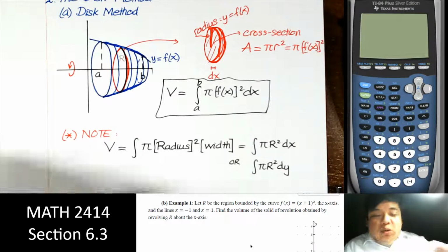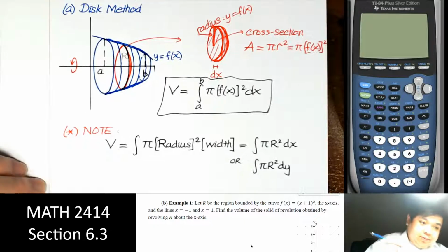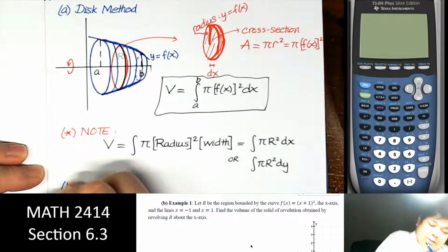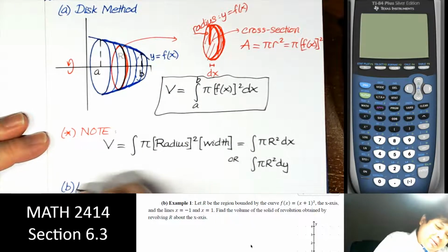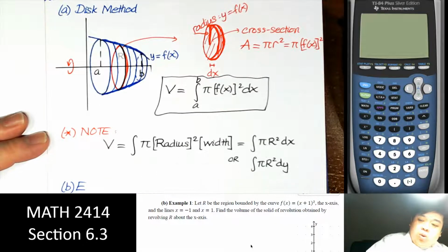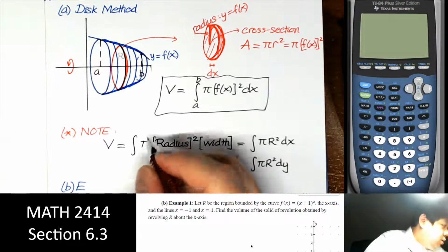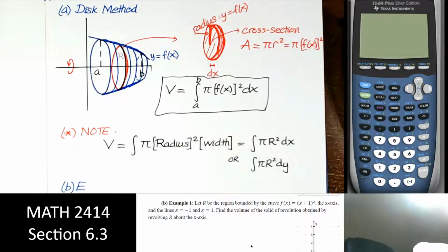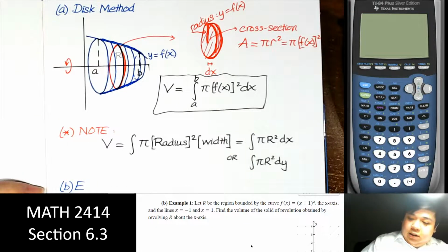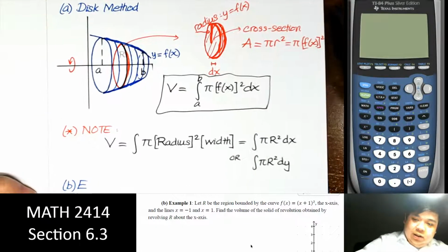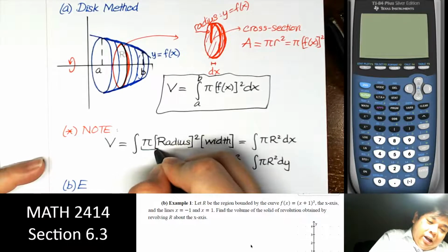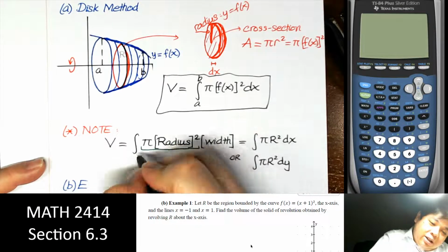Right, let's go to the first example. The part r squared here is the cross-sectional area.